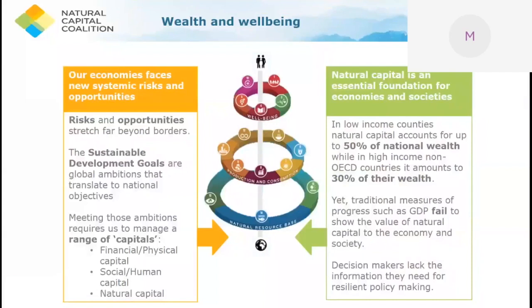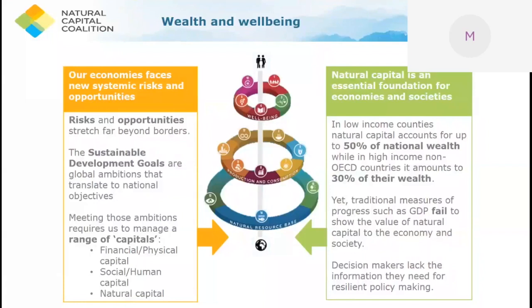The Sustainable Development Goals are global ambitions that can be translated into national objectives. To meet those ambitions, we need to manage our capital properly. We have to manage the financial and physical capital, the social and human capital, as well as the natural capital. But the key element is that natural capital underpins the rest of the capital, so it is an essential foundation for our economies and societies.